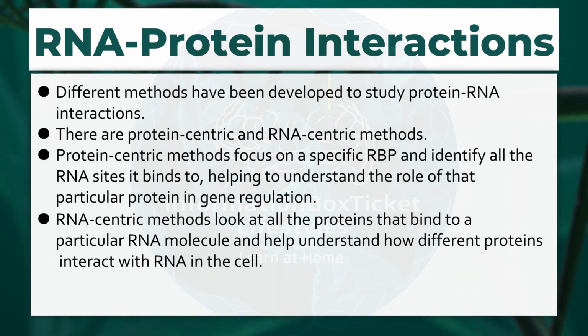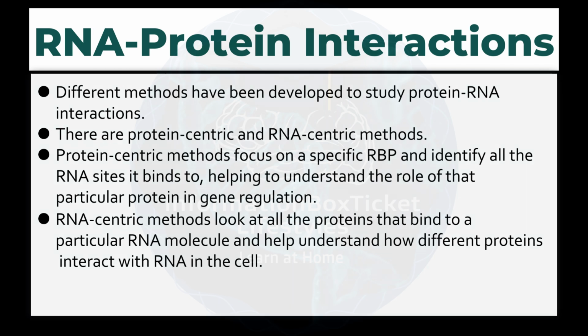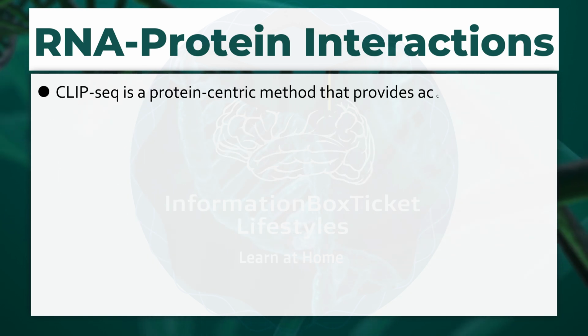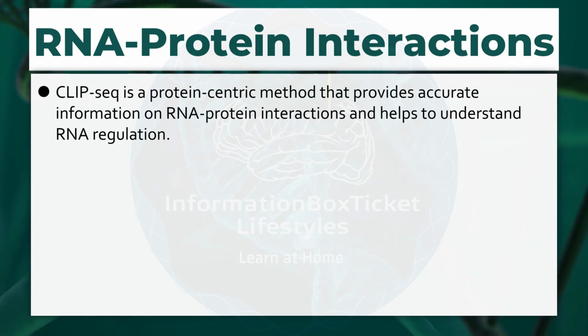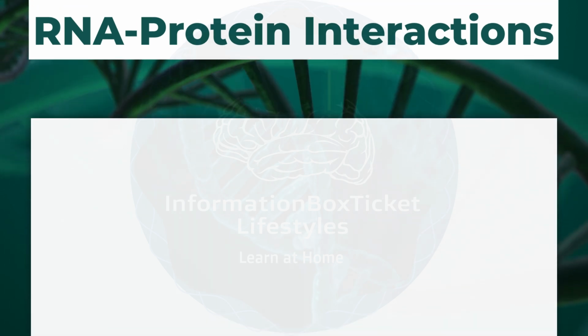RNA-centric methods look at all the proteins that bind to a particular RNA molecule and help understand how different proteins interact with RNA in the cell. Crosslinking and immunoprecipitation sequencing is a protein-centric method that provides accurate information on RNA-protein interactions and helps to understand RNA regulation.